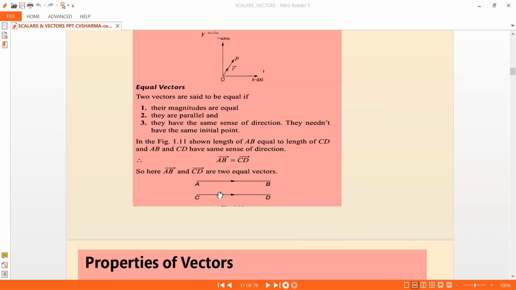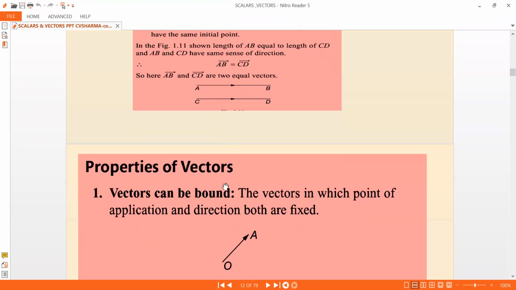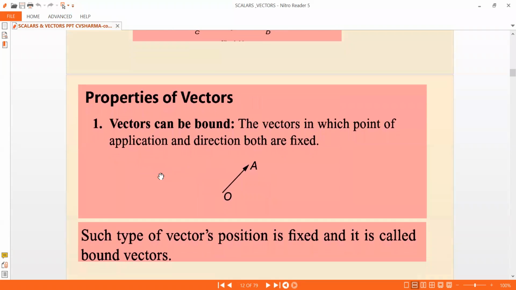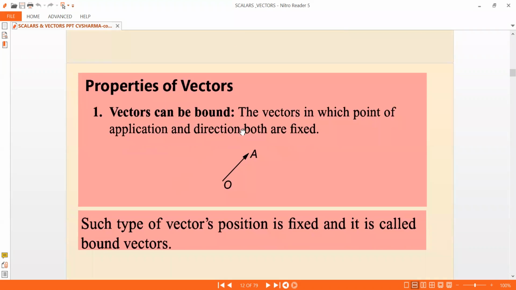Now let's move on. I hope I have clarified some of the points. The properties of a vector. Vector can be bound. The vectors in which the point of application and direction are both fixed are called bounded vectors. Such type of vectors, whose position is fixed, are called bounded vectors. So it's like a displacement vector. These 2 points are fixed points. So it's a bounded vector.